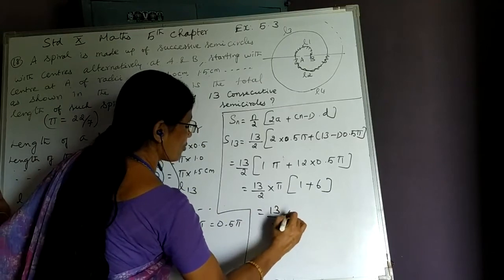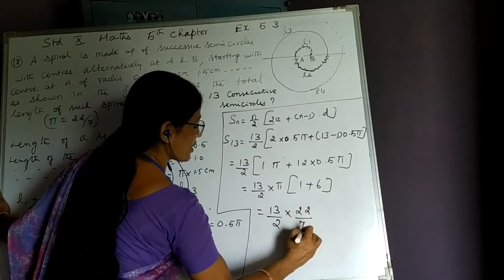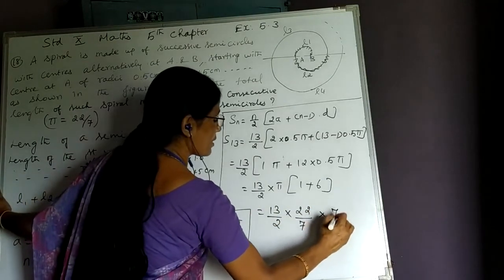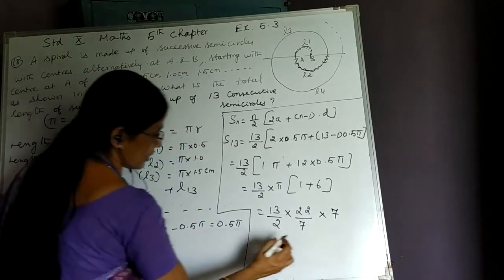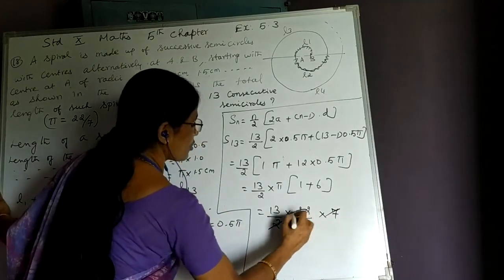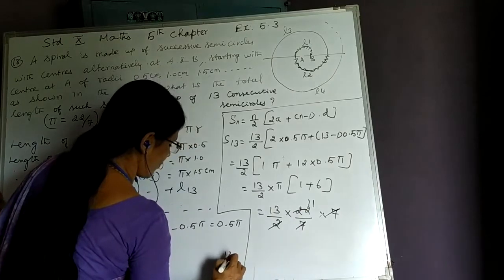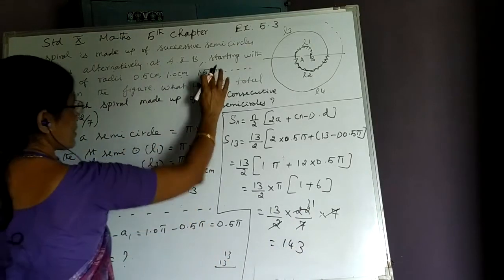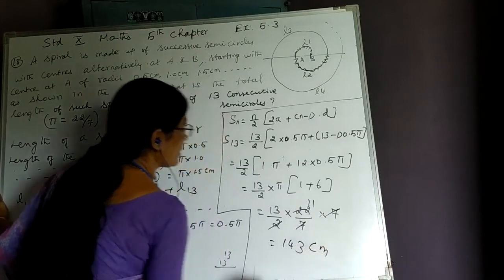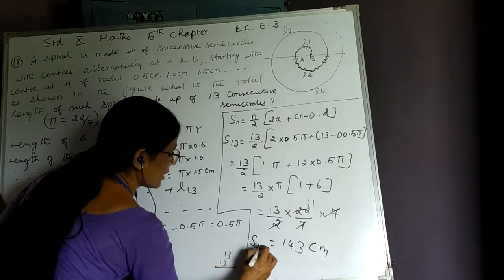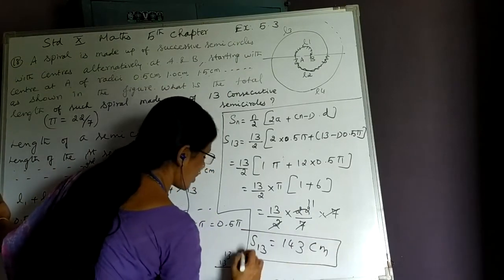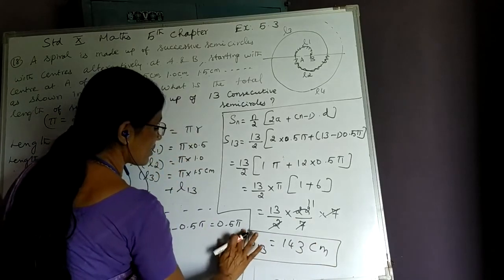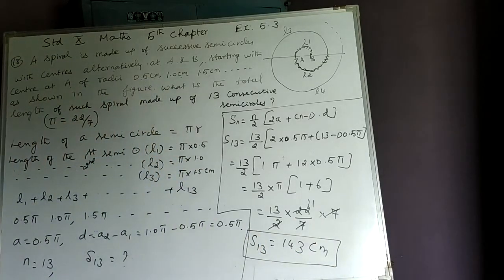13 upon 2, pi value is given in the question as 22 upon 7, into 7. So 7 gets cancelled, 2 also gets cancelled. We get 143, it is in centimeter. Therefore, the length of all the 13 semicircles is equal to 143 centimeter.